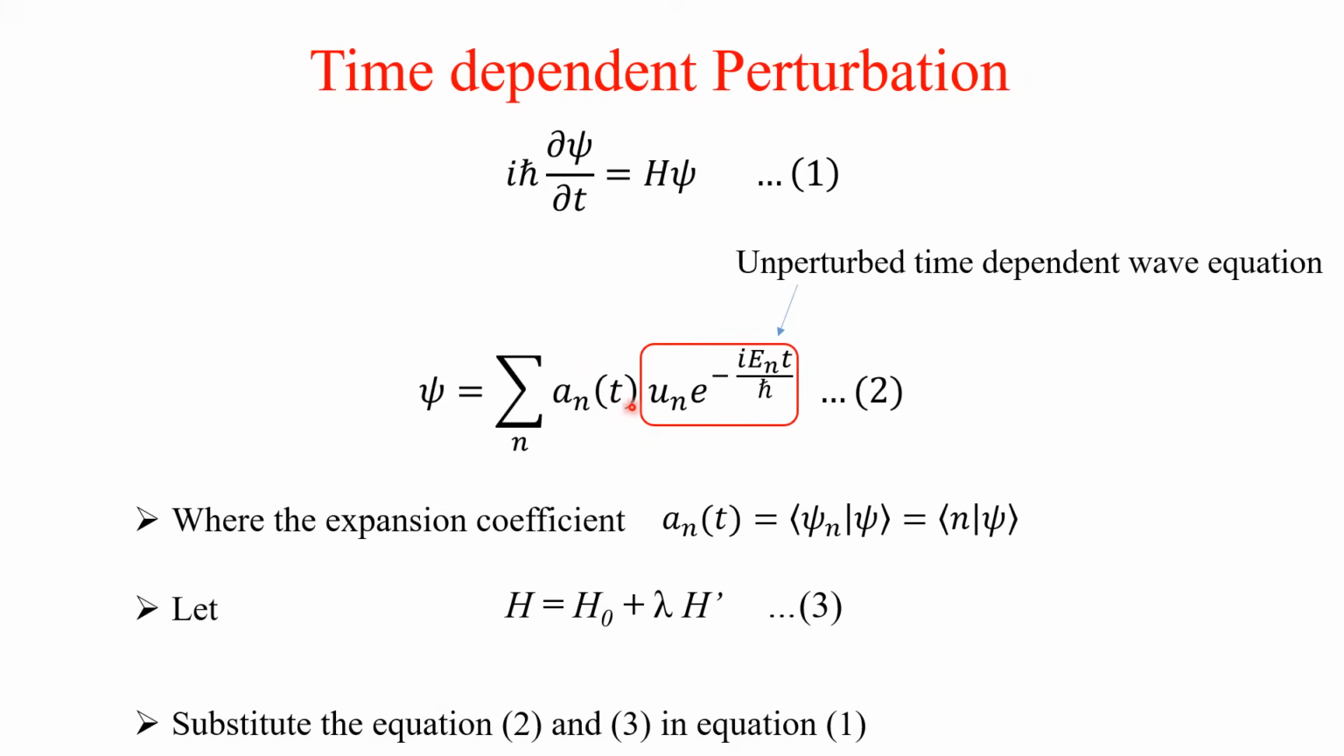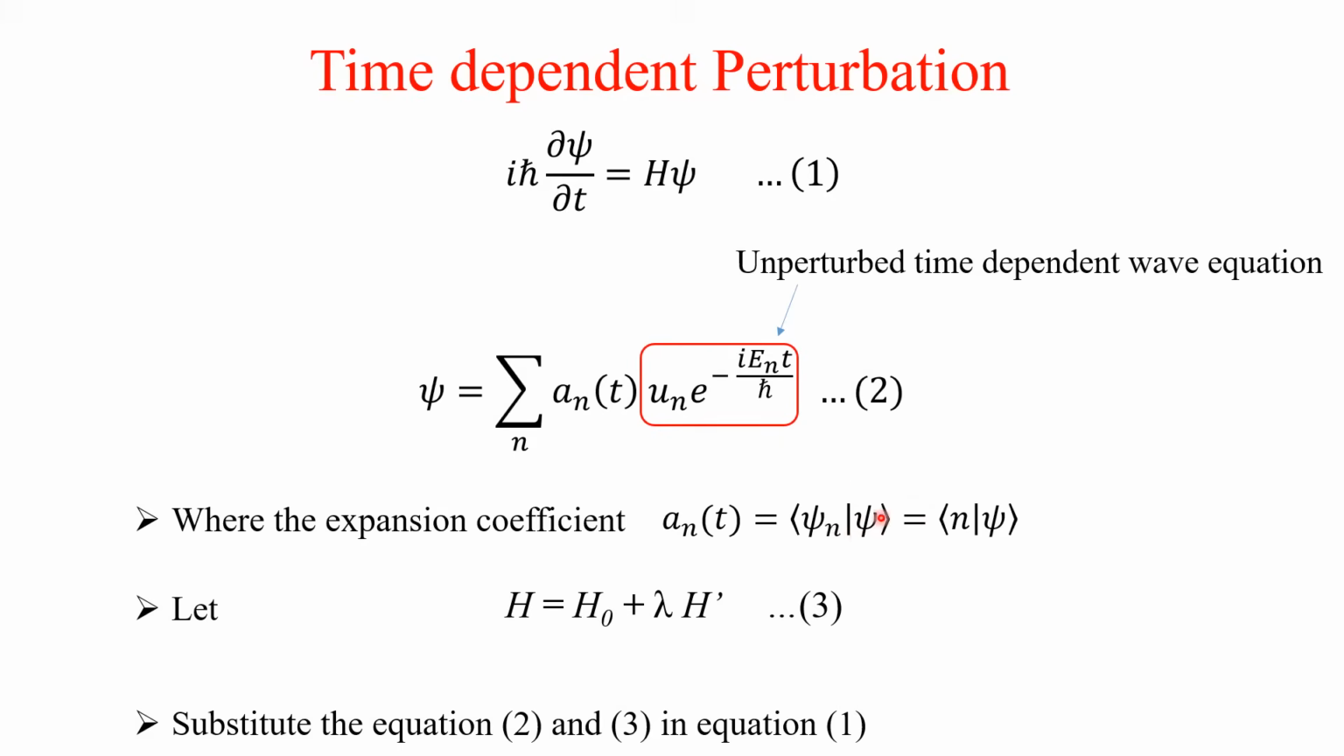ψn we are separating into two parts. One is time independent, which we are taking as un, and we are separating out the time dependent factor in the exponent, that is e to the power minus i En t over ħ. So let us say this is equation 2, where the expansion coefficient an, which is a function of t, is equal to the inner product of ψn with ψ.